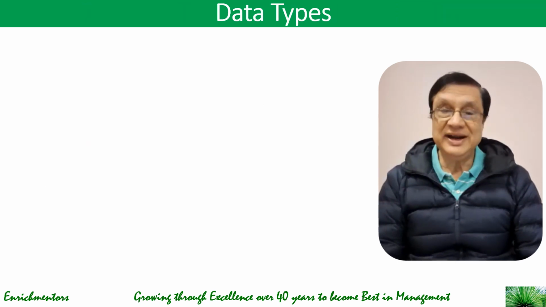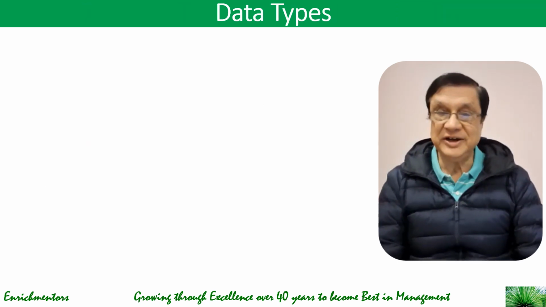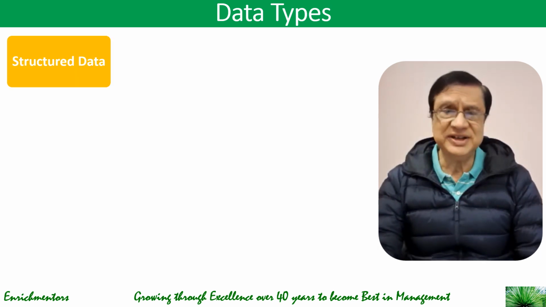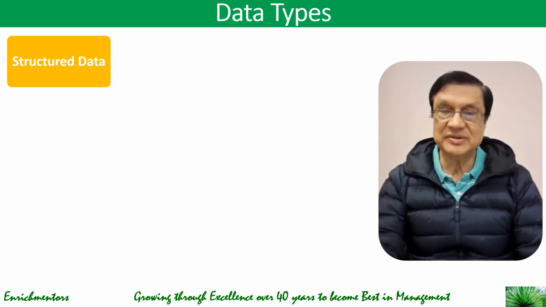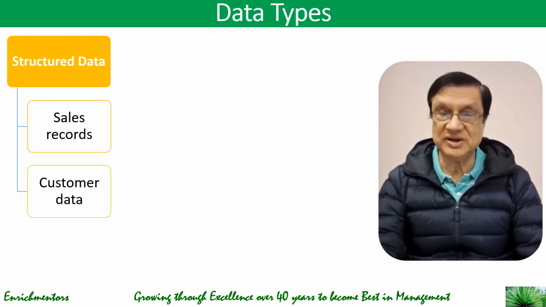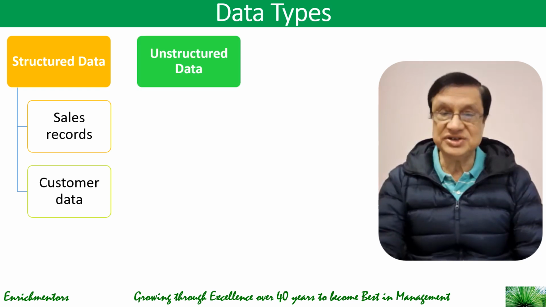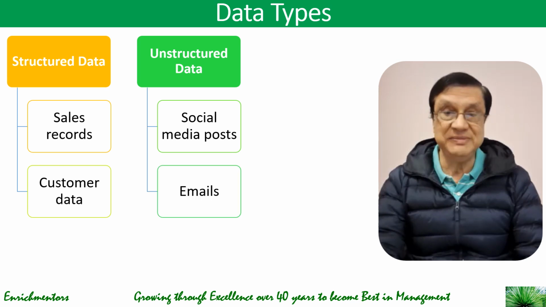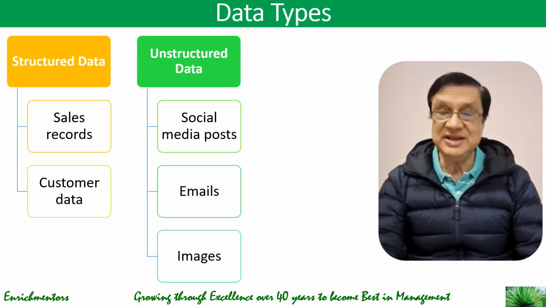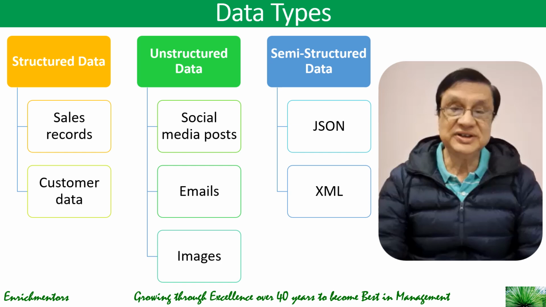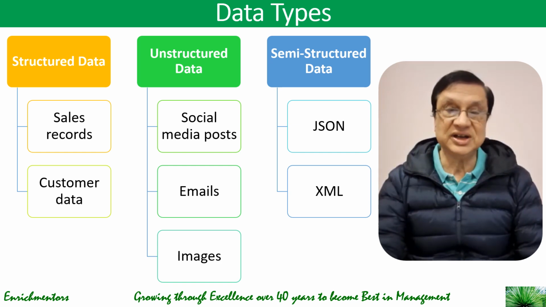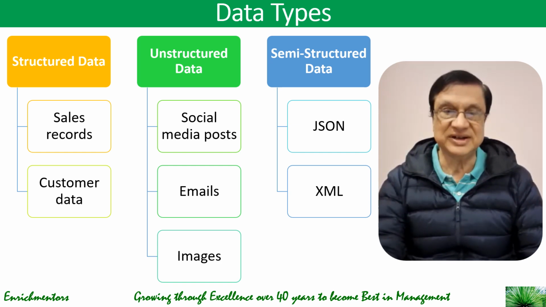Let's take a look at data types first. What are the different types of data? The first is structured data. These are organized in rows and columns, and typical examples are sales records and customer data. Then there is unstructured data, which is raw and unorganized, like social media posts, emails, or images. And then there is semi-structured data, which is partially organized, like XML or JSON files. So these are the different types of data: structured, unstructured, and semi-structured.